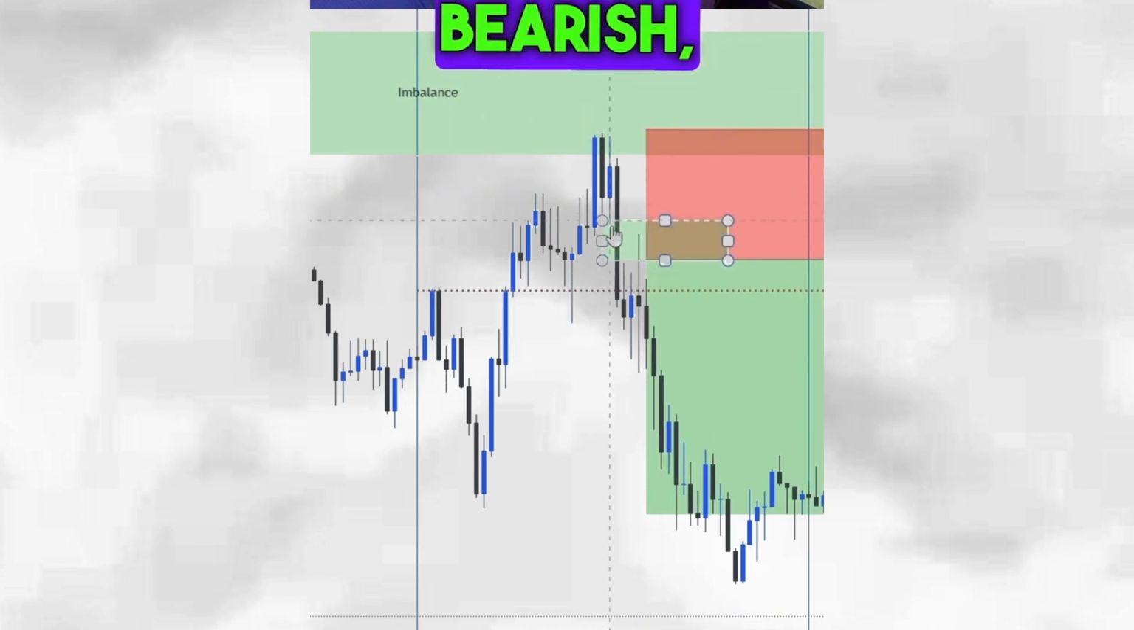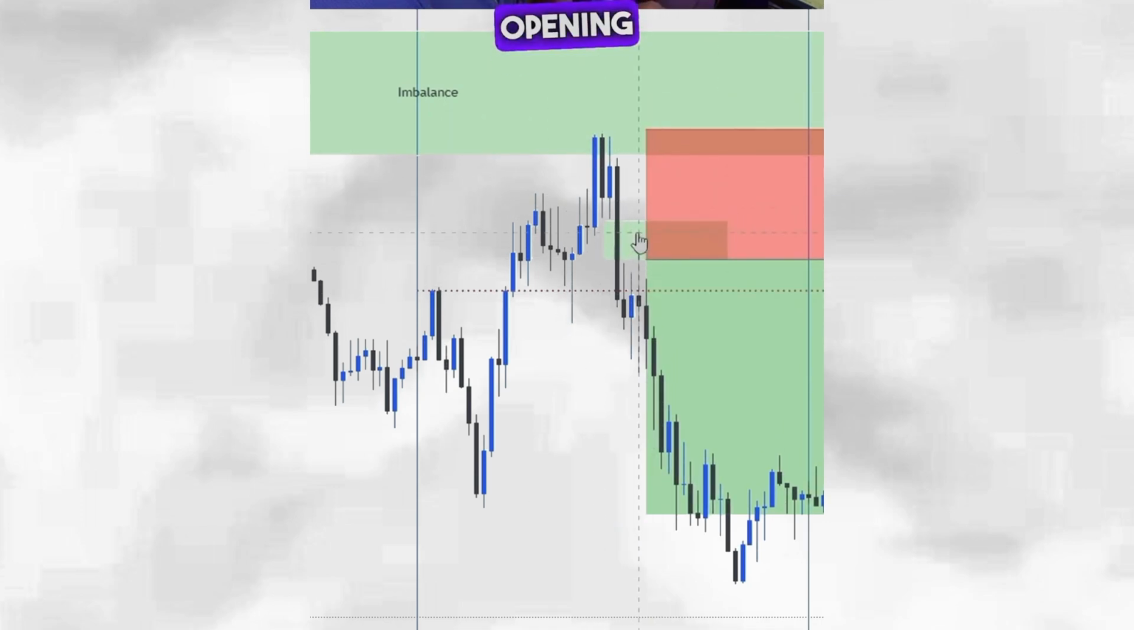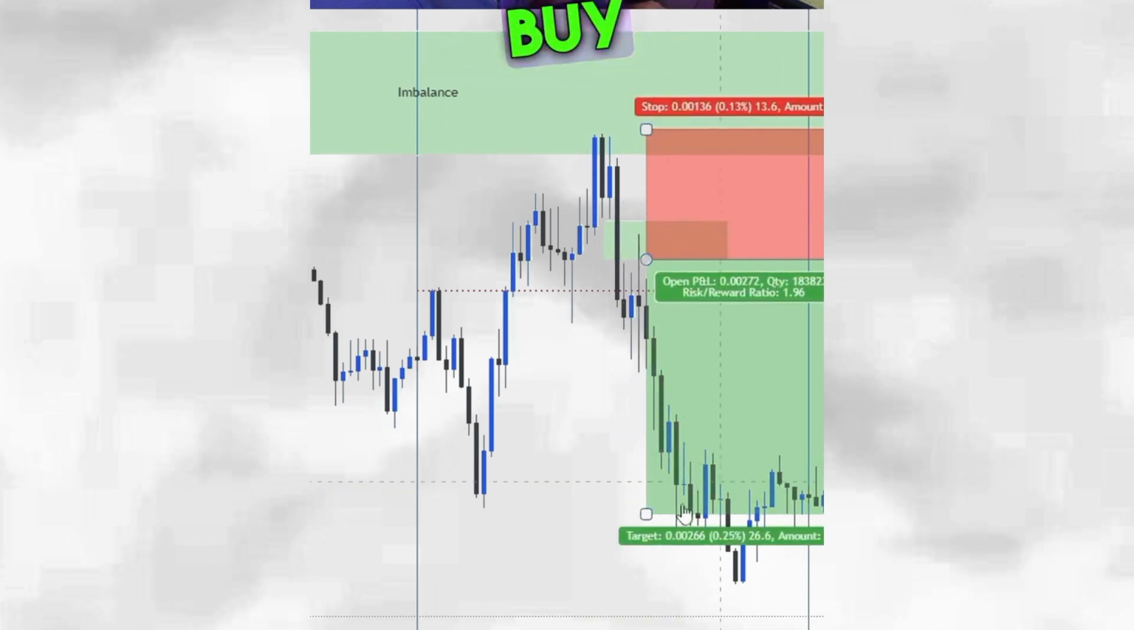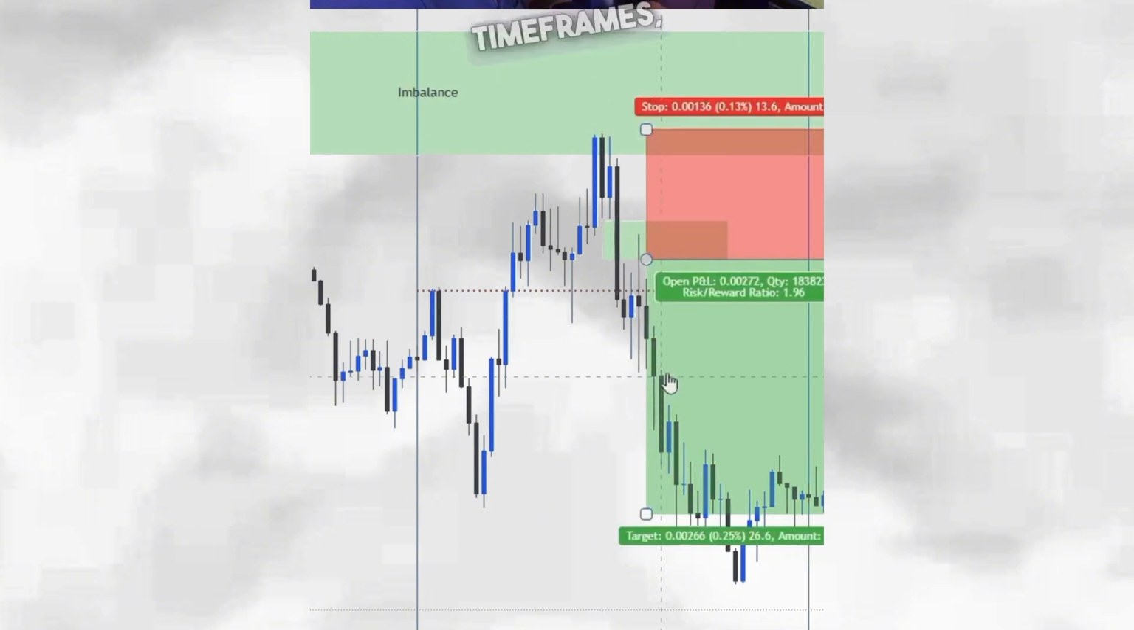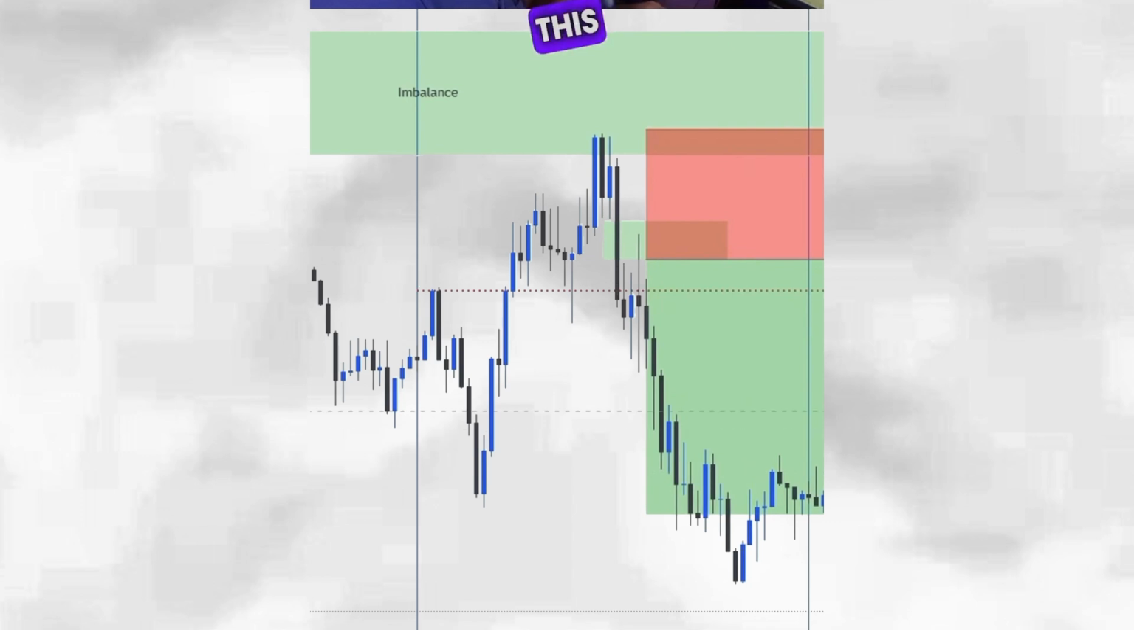So when you are bearish, you want to sell above the opening price. If you're bullish, you want to buy below opening price. You can get entries like this every single day if you follow the overall trend of the higher time frames. I challenge you to backtest this and see for yourself.